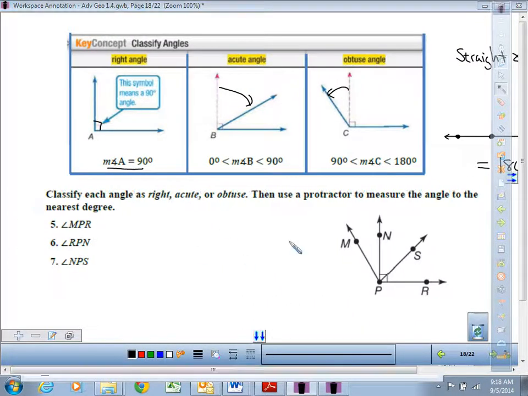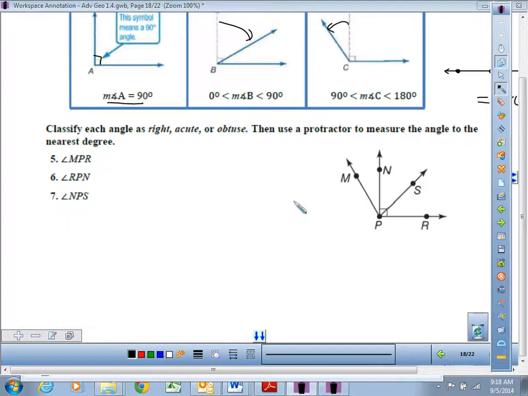All right. So what we need to do is measure these and classify them. So let's look here. Now, guys, we need to work on finding these angles first. We're looking at MPR. So we're starting at M, going through P to R. So that would be this guy right here. Now, that is obviously an obtuse angle. You can plop your protractor down there and measure it if you want.